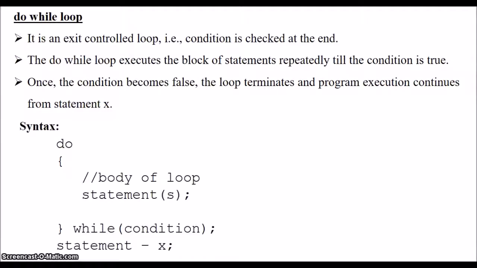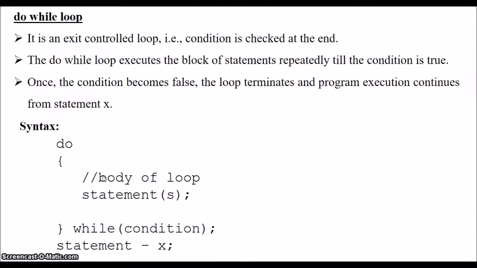Let's check the syntax. The syntax of do while is as follows. Do and while are the keywords. The body of the loop is present within the opening and closing curly braces. Do, opening bracket, write the block of statements. The body of the loop can consist of a block of statements or a single statement. While condition. Always remember, the do while looping statement always ends with a semicolon. So you must put a semicolon at the end of the do while condition. The next set of statements are present in statement X.